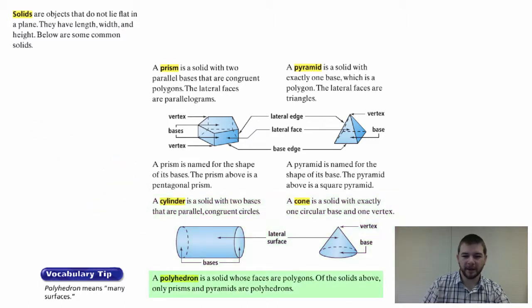A polyhedron is a solid whose faces are polygons. Of the solids above, only prisms and pyramids are polyhedrons, because, note, cylinders and cones' faces are not polygons, they're circles. A vocabulary tip before we move on: polyhedron means many surfaces. The prefix poly is something you'll hear a lot in mathematics. It just means many. Polygon, polynomial, polyhedron.